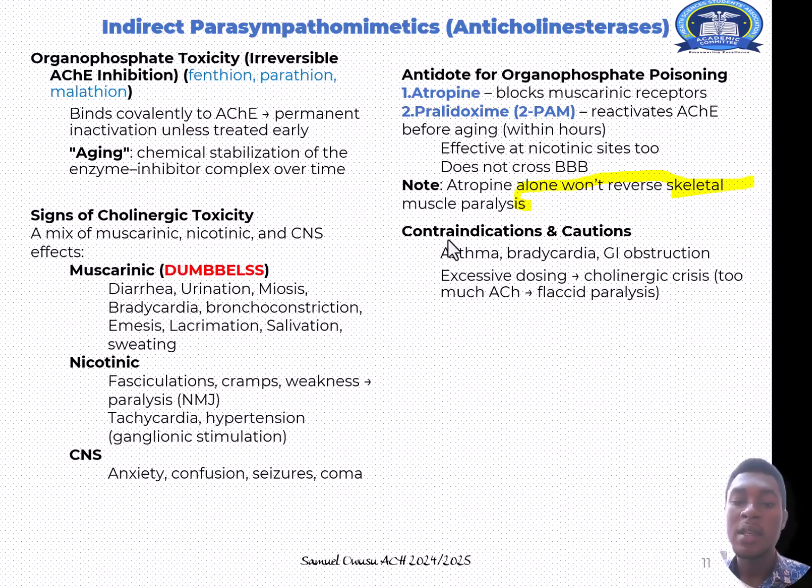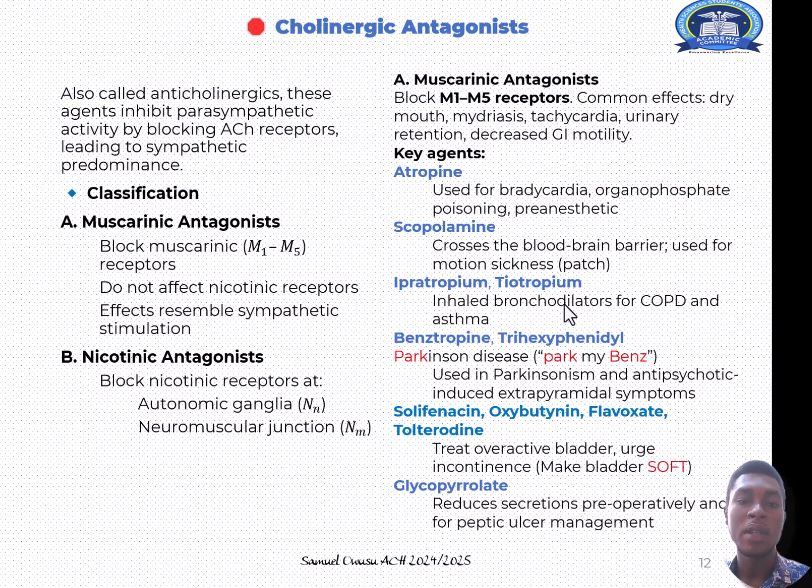Okay, the contraindication is that you don't want to use it in asthma, bradycardia, GI obstruction that I can mention. Why? Because excessive dosing is going to cause cholinergic crisis, and that is going to lead to what? Flaccid paralysis. Okay, now let's look at the blockers or the cholinergic antagonists.